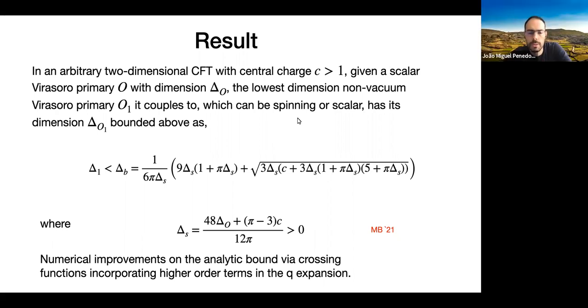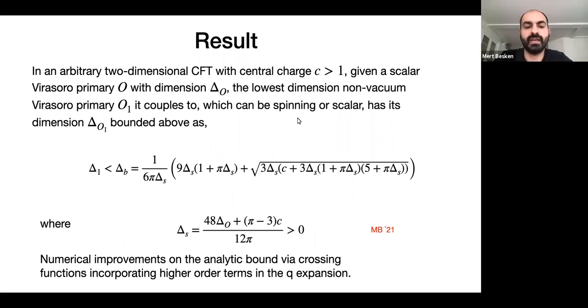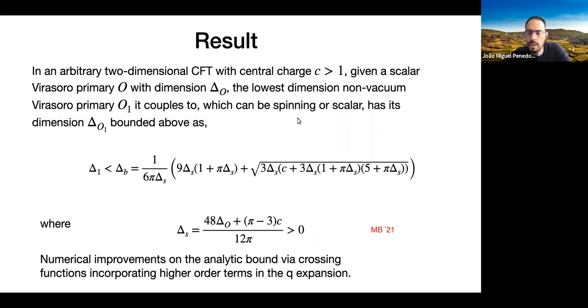Okay. So Mert, is there a systematic way to improve this? I mean, you only use this diagonal part of crossing, and also in the functional, it seems you're just looking at one specific functional, this I1 over I3.